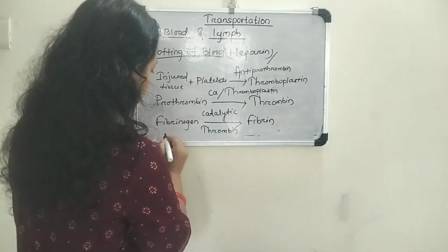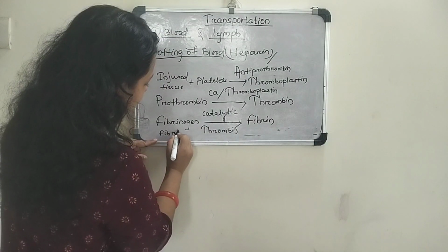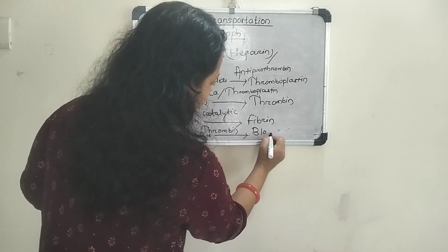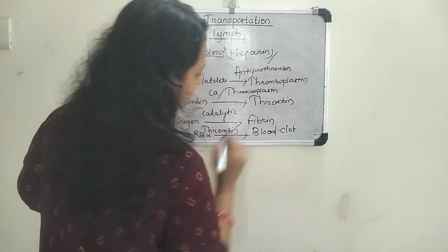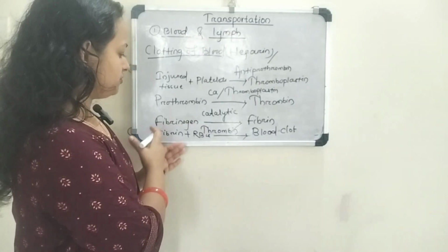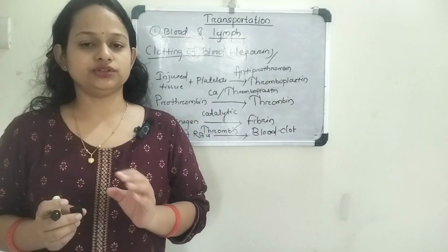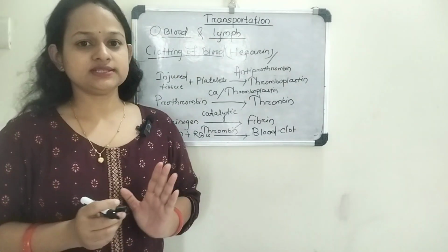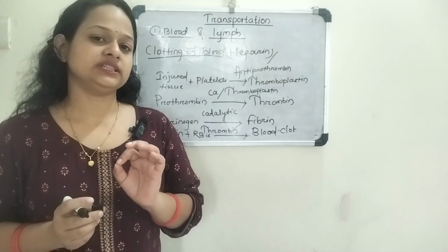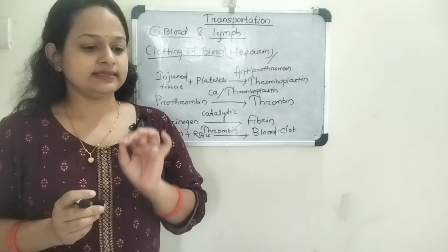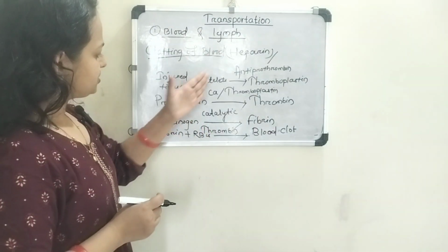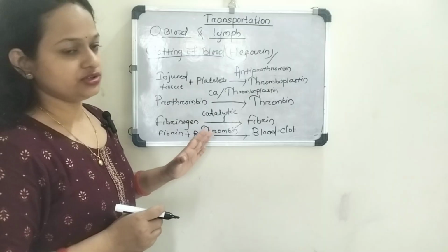So fibrin plus RBCs form the blood clot. So a blood clot is the mixing of fibrin with RBCs. After the completion of the clotting process, a colorless liquid is released from the wound, known as serum, and this serum is without fibrinogen. So by these steps the process of clotting becomes complete.